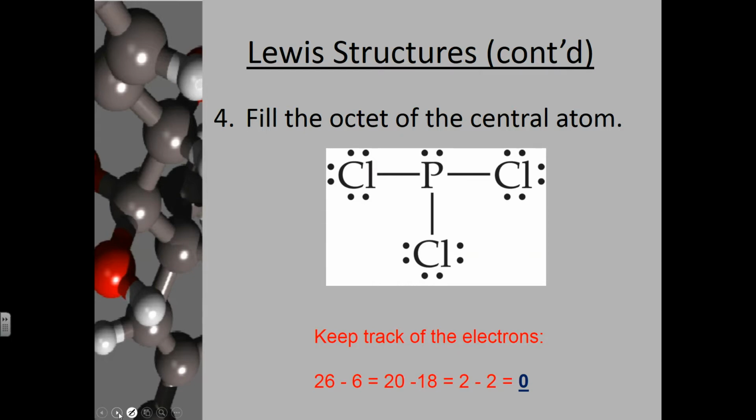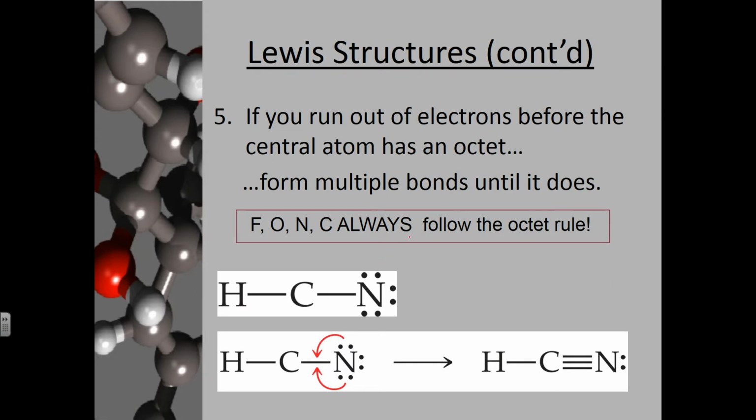So that is your correct Lewis structure for PCl3. The octet rule will need to be satisfied. Now, if you happen to run out of electrons before the central atom has its octet, that's when you're going to start forming multiple bonds until you do have an octet of electrons around every element present.